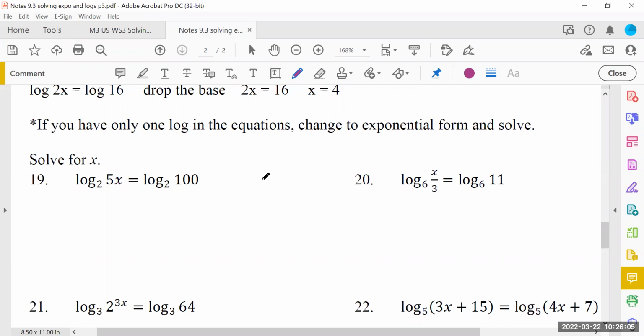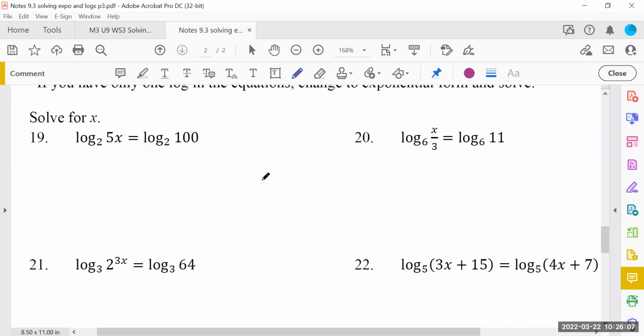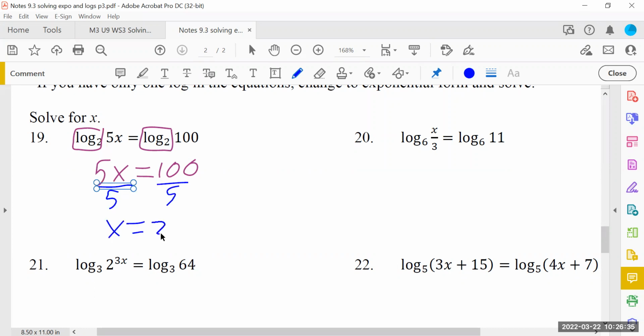Number 19, log base 2 of 5x equals log base 2 of 100. Are we good with the fact that the log base 2's already match? So I can ignore them. And all I need to have happen is make sure that the 5x matches the 100. As long as I can make those match, we're good. So nice, easy one-step equation. Divide both sides by 5. We get x equals 20.